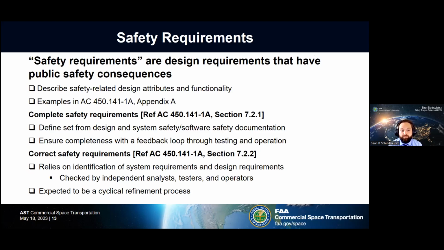Back to safety requirements. Safety requirements in this context are a subset of all of the system requirements for a CSSI that have public safety consequences. They define or describe safety-related design attributes, performance, or functionality. The expectation is that the applicant's requirements management process has a feedback loop that serves to identify new safety requirements as needed during the lifetime of the program. We require that safety requirements are evaluated for completeness and correctness. Similarly, this is normally accomplished with a cyclical process that involves internal review cycles.